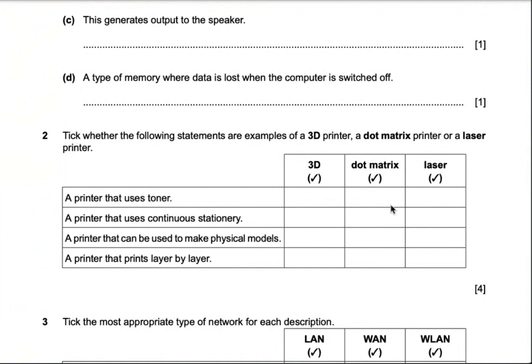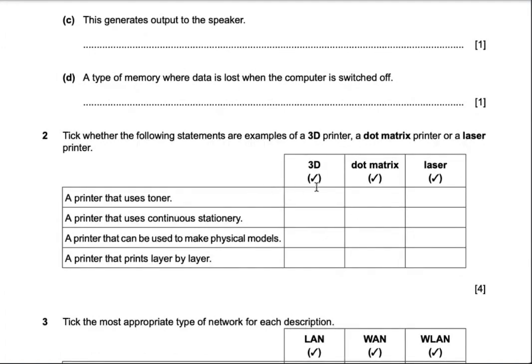What about a printer that can be used to make a physical model? This is a 3D printer, right? A printer that can be used to make a physical model is a 3D printer. Like you can make models with it. Okay, it's a 3D printer. Those ones that you use to print things as if they're real. It's 3D printers. Okay, to make a physical model is a 3D printer.